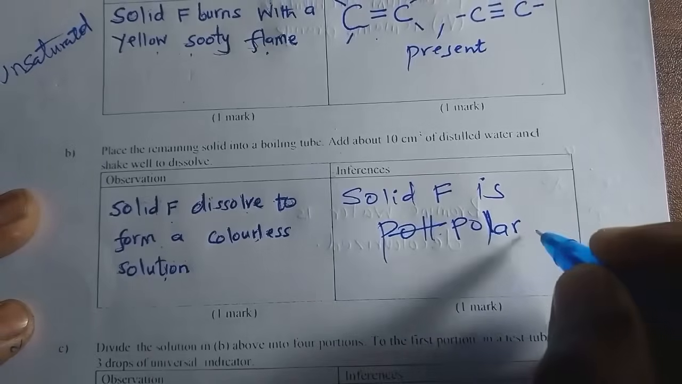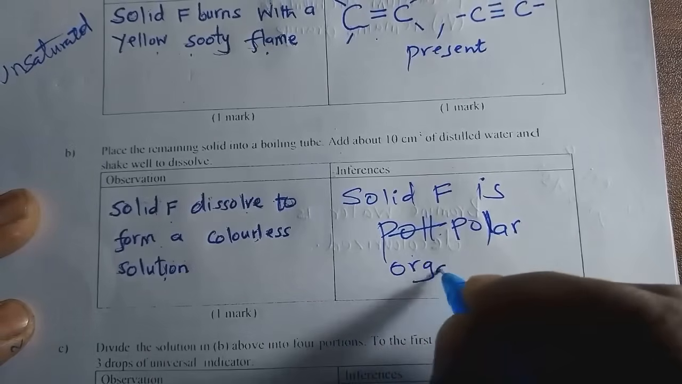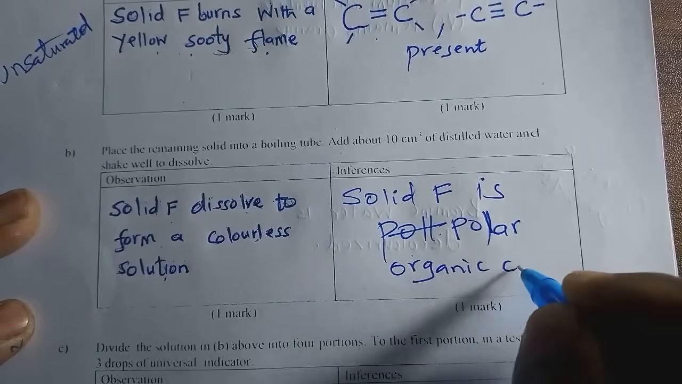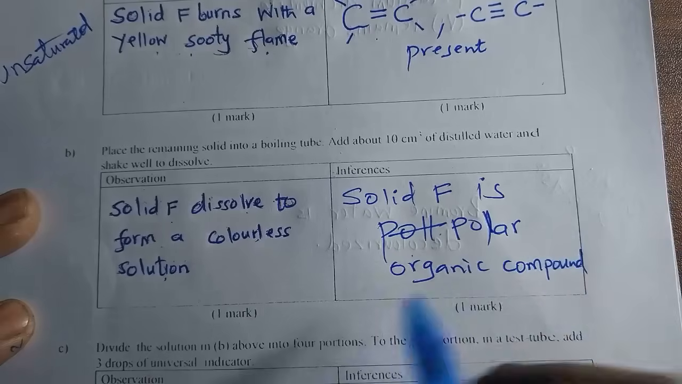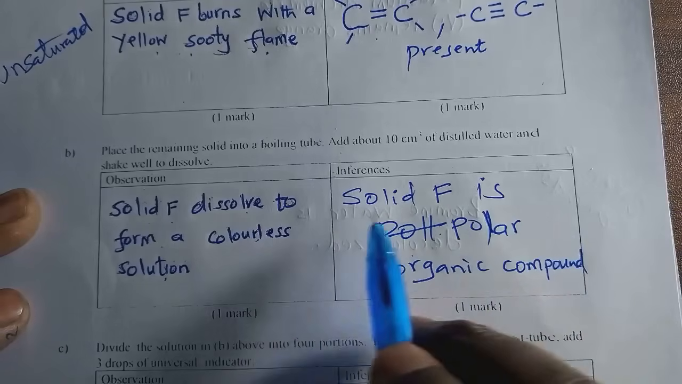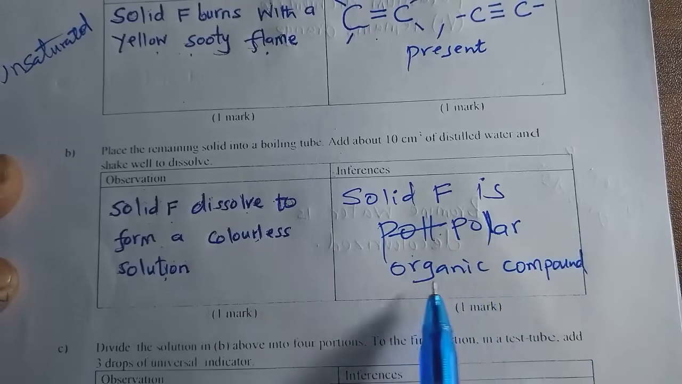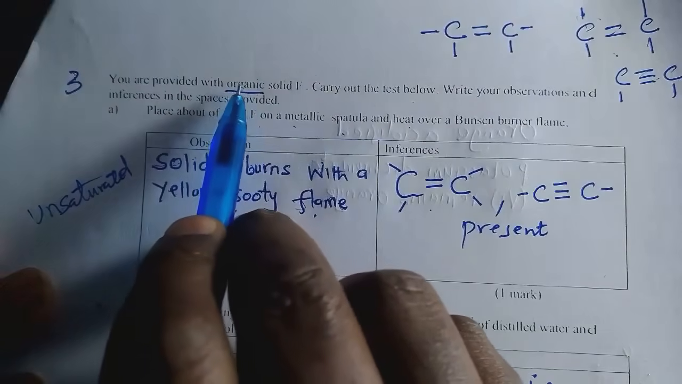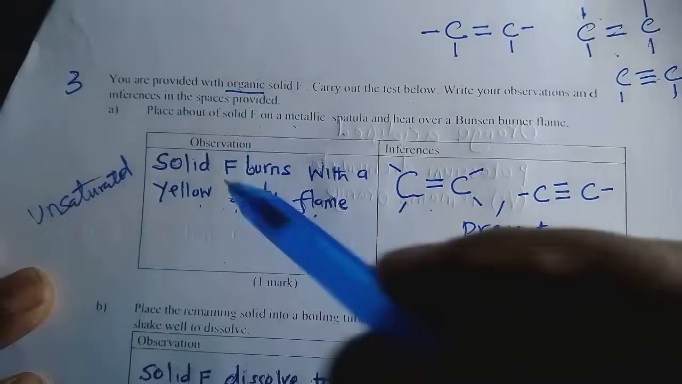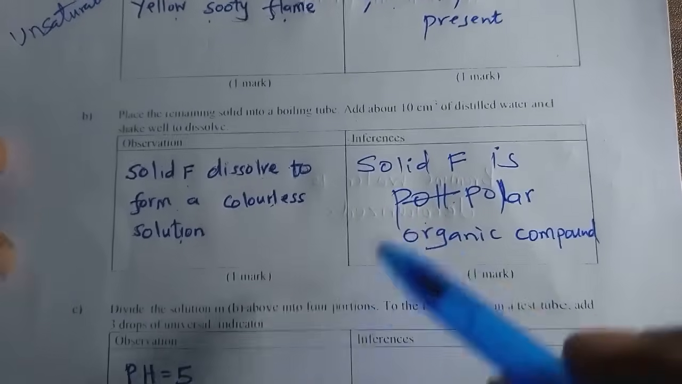You can even add that. It is not necessary. You can just write polar, organic polar. Why am I including organic? Because I was told it is an organic. But if they said solid F, although I'm dealing with organic, you simply write polar.